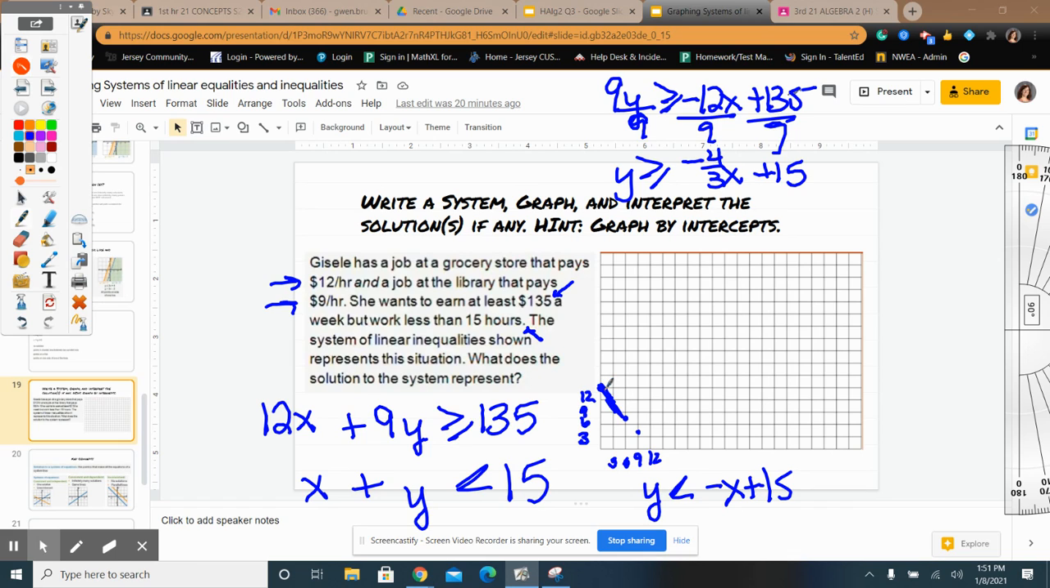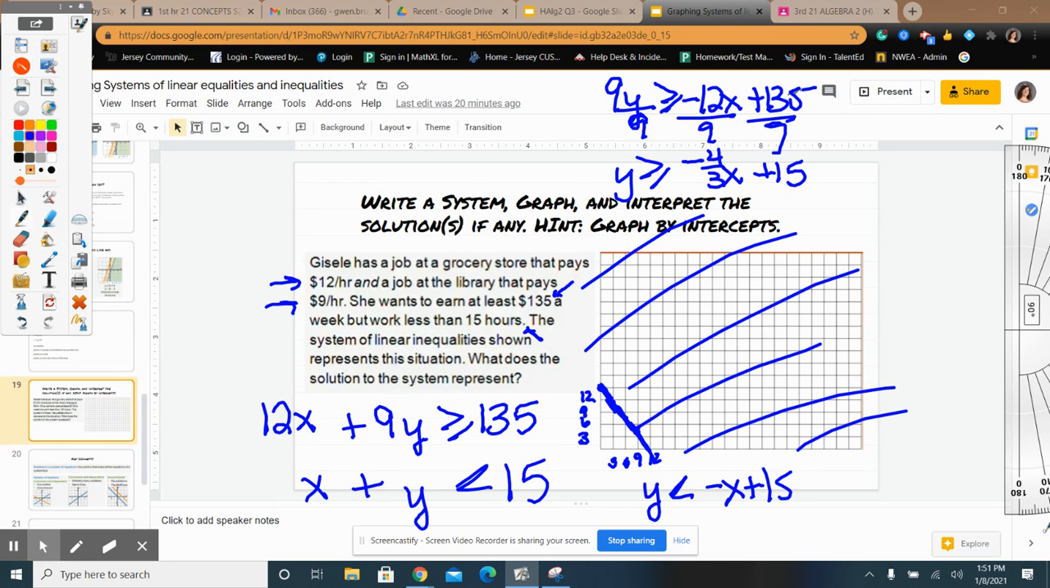Is this supposed to be solid? This is supposed to be solid. There, about like that. How about that? Okay. And it's greater than that. So this is the region where she'll make more money, up here. But also, x has to be less than negative y plus 15. So you're going to go up 15.